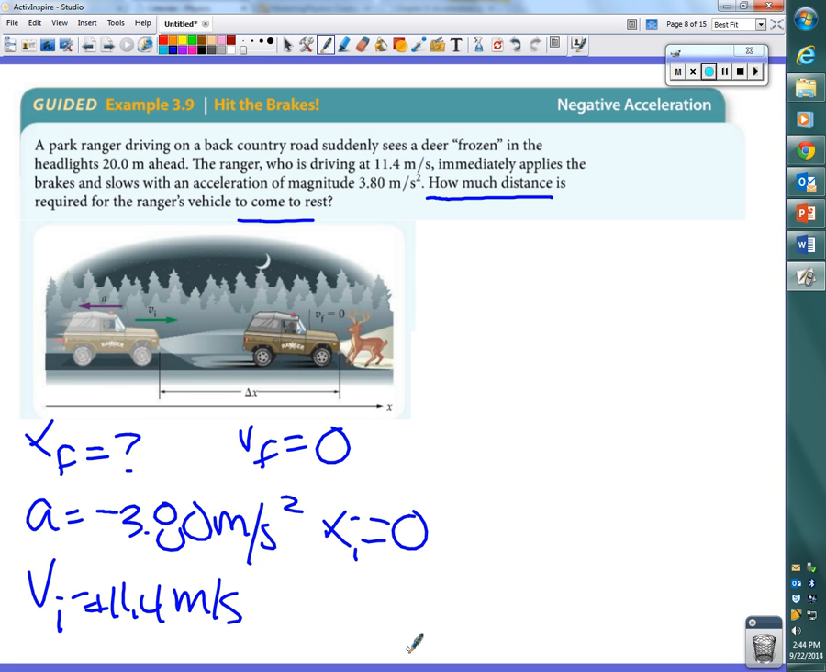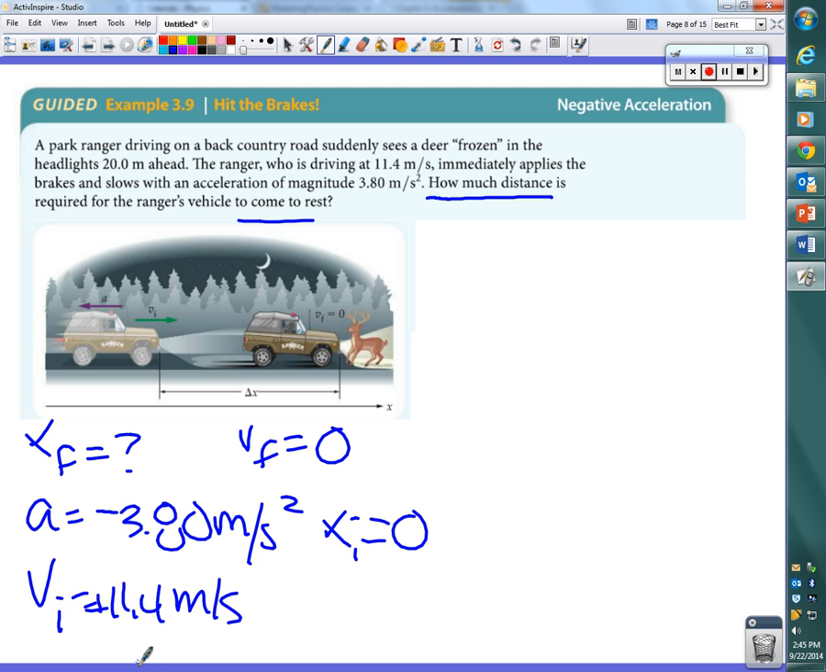Not exactly. The 20 is relating to which object in this problem? The deer, right? None of these numbers are related to the deer, right? So that's a number that we don't need to find out how far it takes the Ranger's vehicle to come to rest, okay? We'll use it a little later to interpret our answer, but we don't need it because the 20 relates to the deer, while the rest of these numbers relate to the Ranger's vehicle.